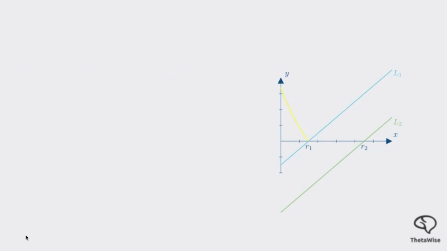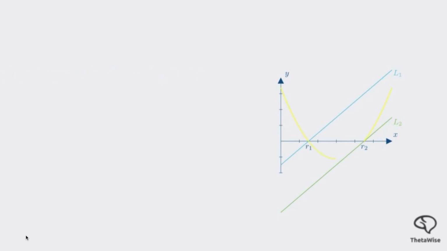Now what about the region to the right of R2? Let's pick an x value that is greater than R2. In this region, both line L1 and line L2 are above the x-axis. Therefore, the values of x minus R1 and x minus R2 are both positive numbers. Our quadratic q of x is the product of two positive numbers, which is also positive. This means that to the right of R2, the parabola must also be above the x-axis.